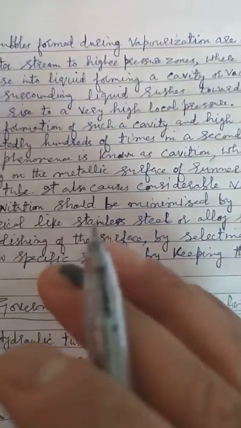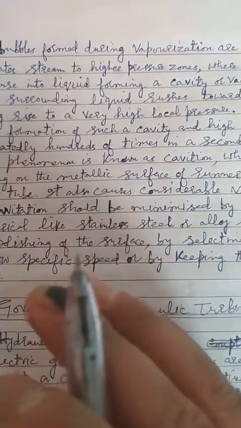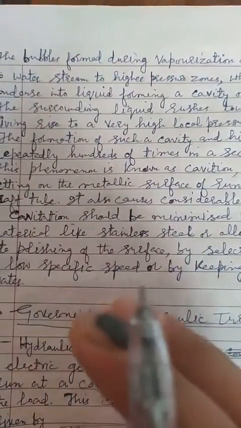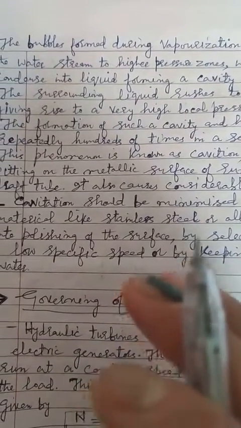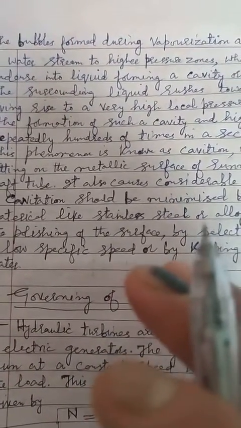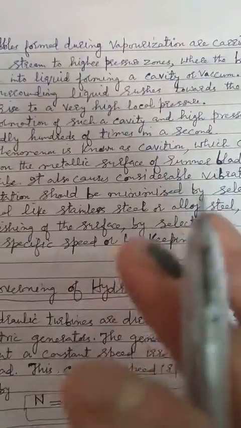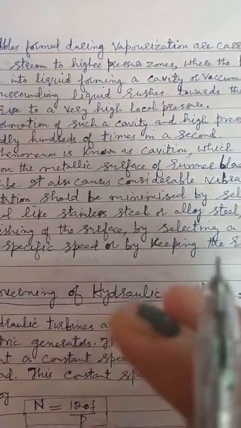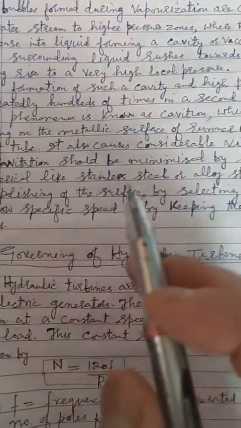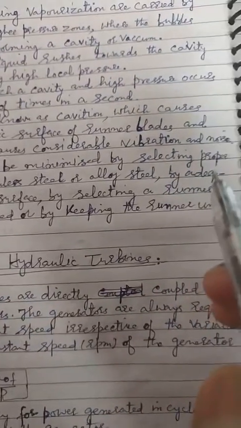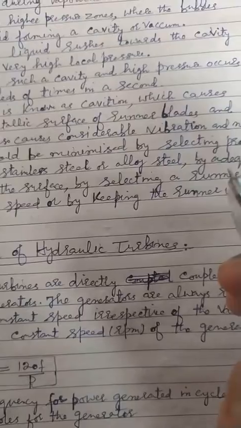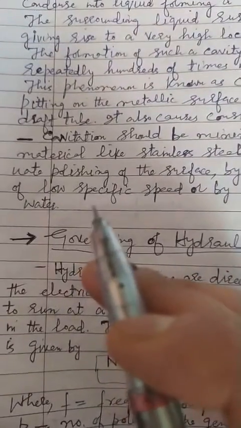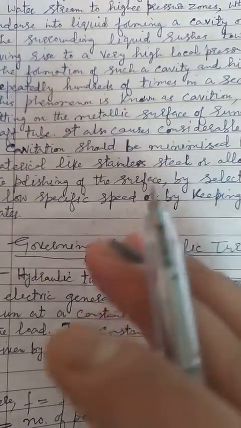अब अगर हम चाहते हैं कि cavitation को minimize करें, तो इसको तो हम eliminate नहीं कर सकते हैं, but we can minimize the cavitation process. Cavitation can be minimized by selecting proper material like stainless steel or alloy steel, or by adequate polishing. हम metal को polish भी कर सकते हैं.